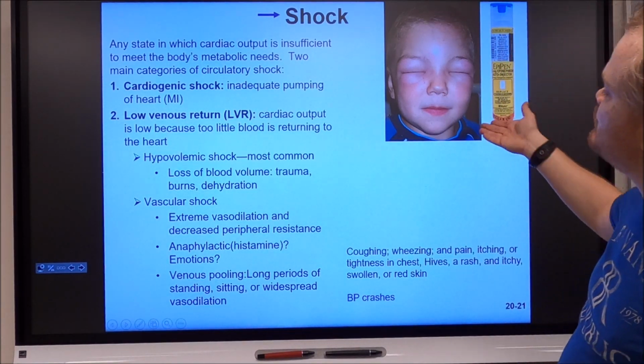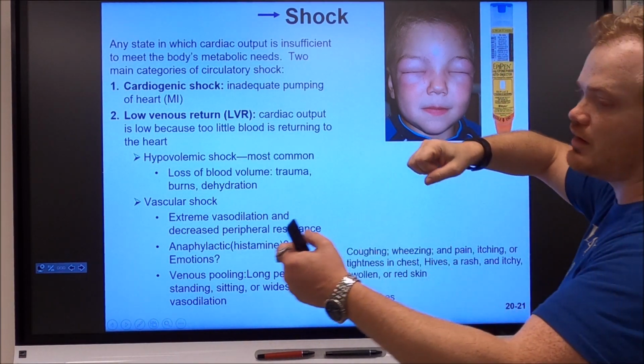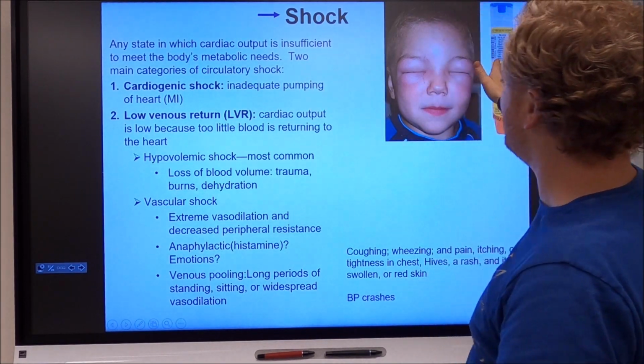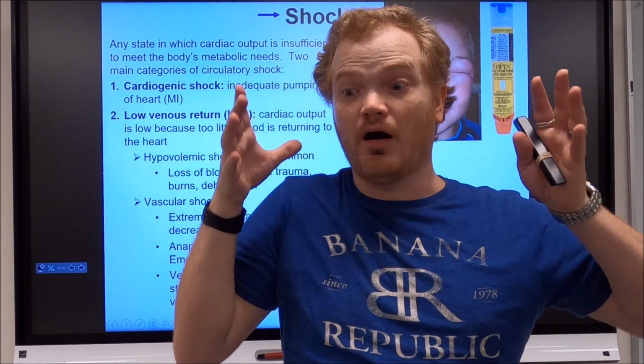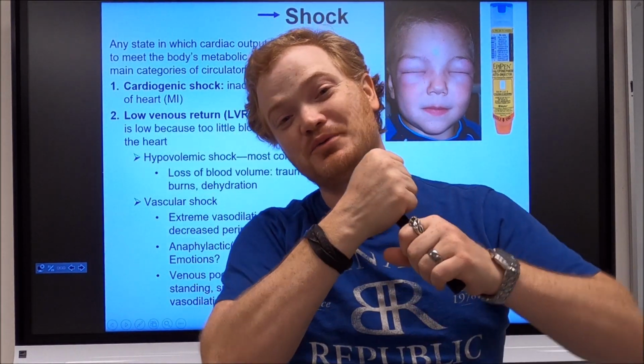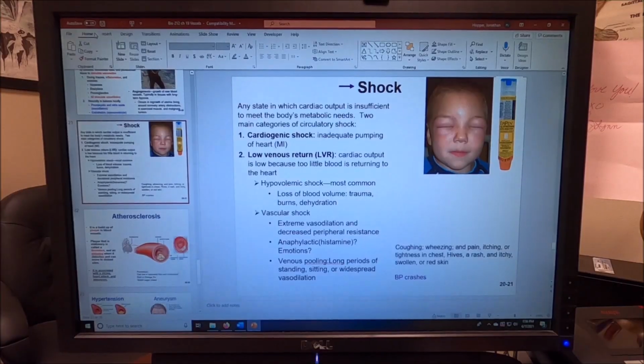So what we will do, in a situation like this where we get this broad spectrum vasodilation, is hit them with an EpiPen. And the EpiPen, the adrenaline, causes hardcore vasoconstriction. So we constrict those vessels back down and keep them.